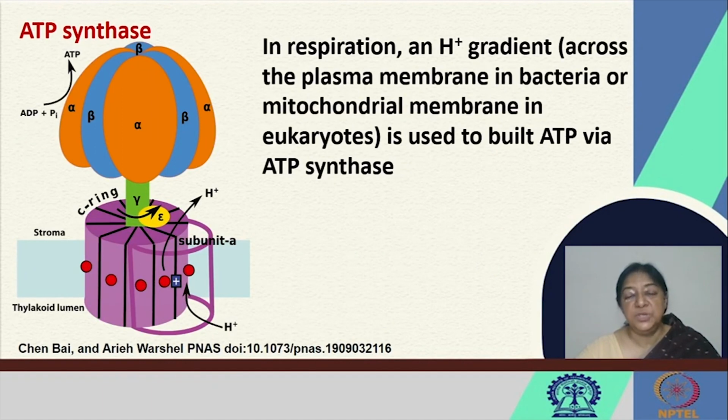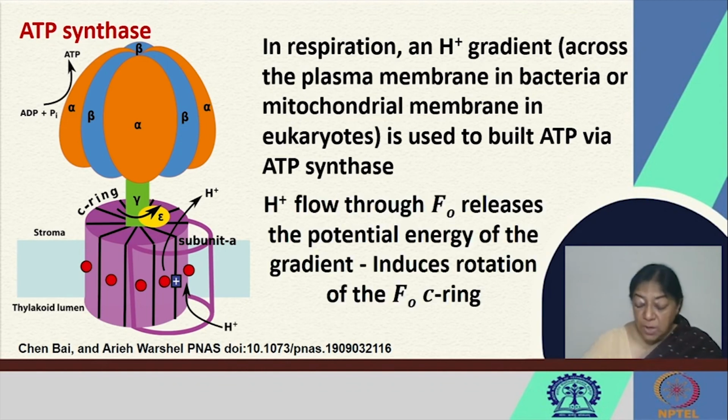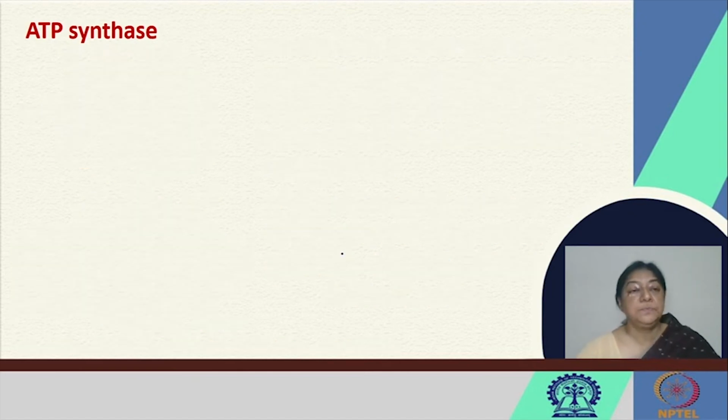And in respiration, what happens? There is a proton gradient across the plasma membrane in bacteria or mitochondrial membranes that is used to build ATP via ATP synthase. What happens is there is proton flow through a subunit of this specific protein called the F0. We will see what this means in a moment.